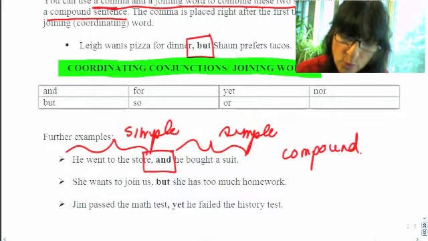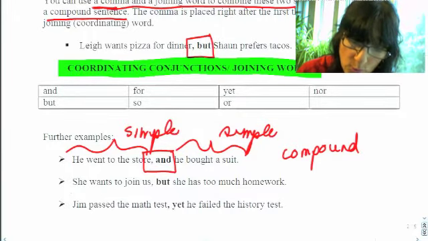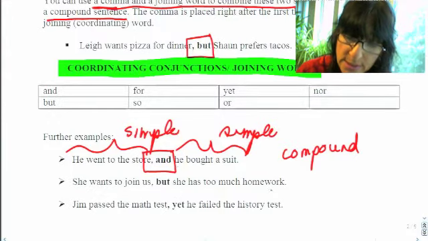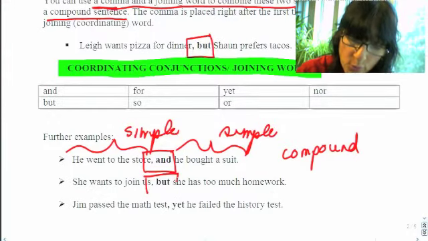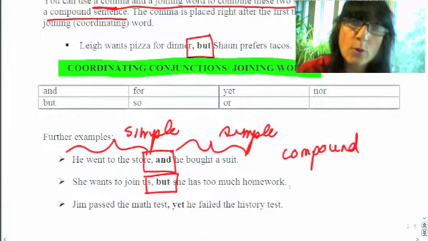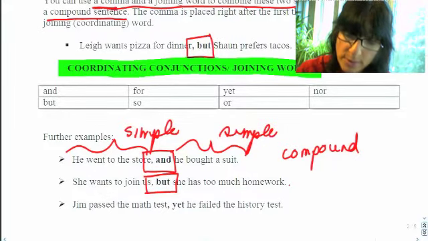The second one, she wants to join us, but she has too much homework. There's one complete thought, she wants to join us. Another simple sentence is she has too much homework. You're going to join them with the comma and the coordinating word, and now you've got a compound sentence.